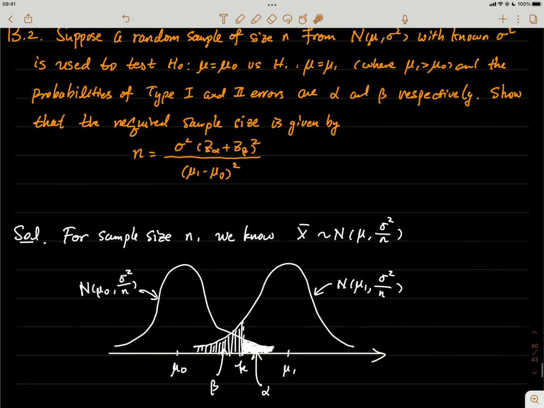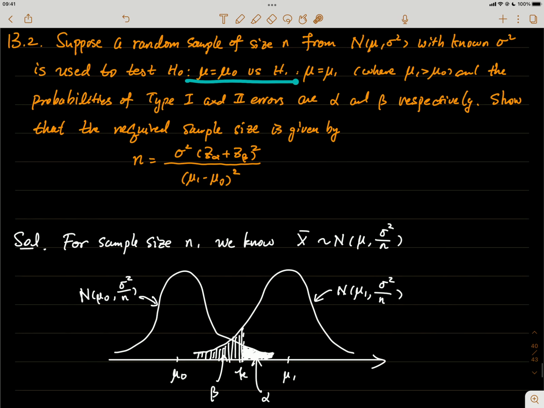So if we see this, the critical region should be a region such that the sample mean is greater than a certain number k. So if the sample mean is greater than k, then we are in the critical region. So here it will be the critical region. The other side will be the acceptance region.